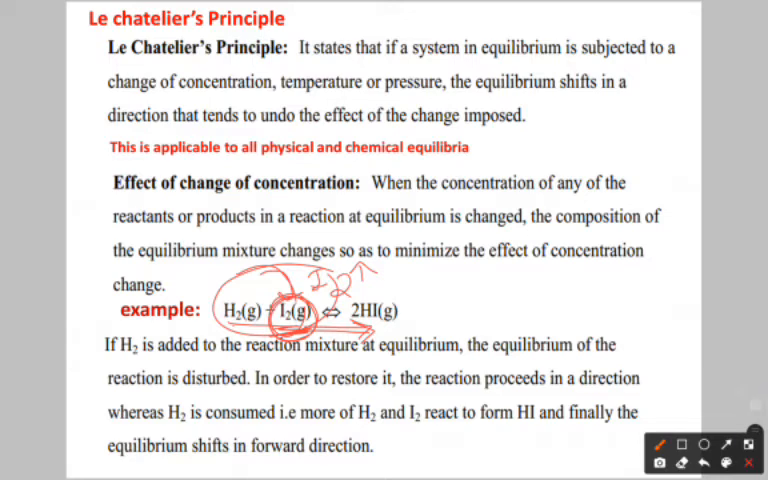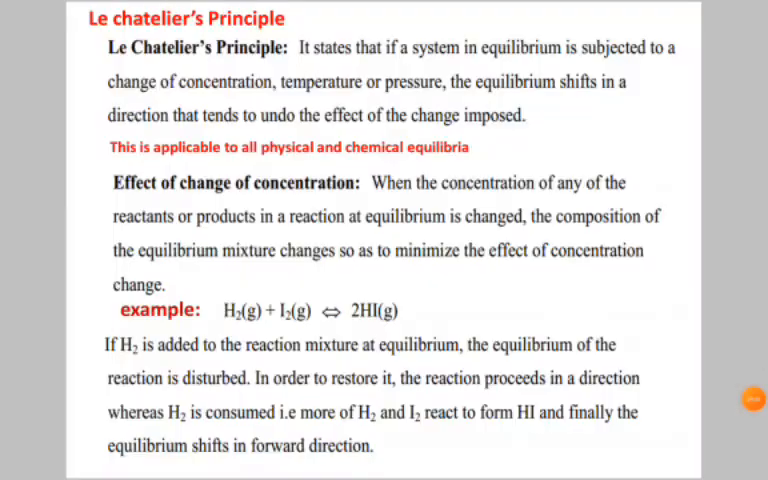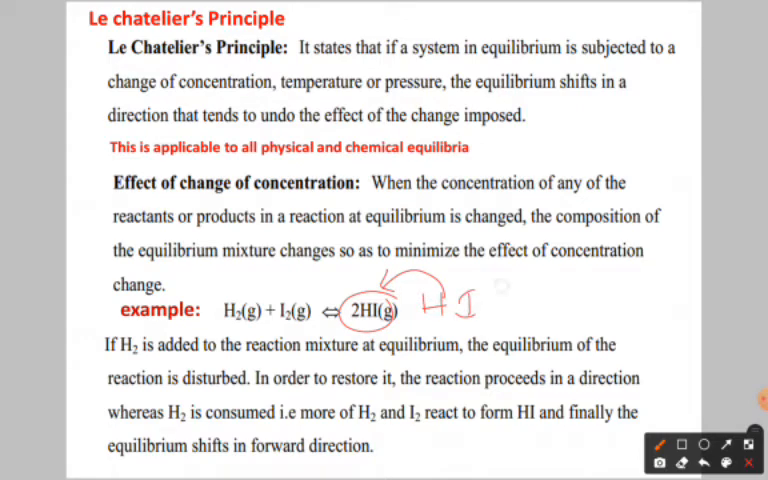Now, for example, if you add more amount of HI, but now in this case you are going to add the product. If you add more amount of HI, what happens, on the product side the concentration is going to increase. To nullify these changes, the reaction is going in the backward direction. So this HI is going to decompose to form the H2 and I2. After some time the equilibrium is going to be established.